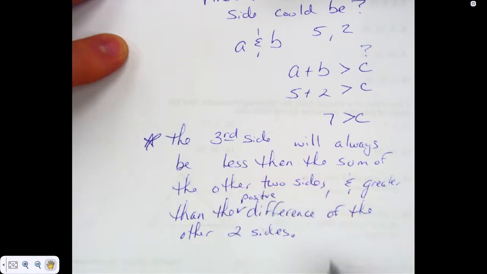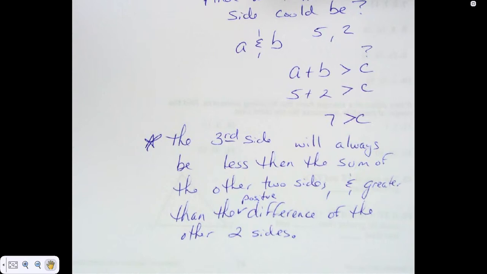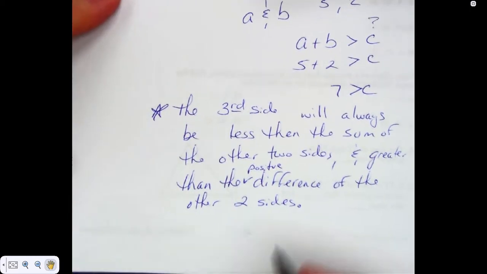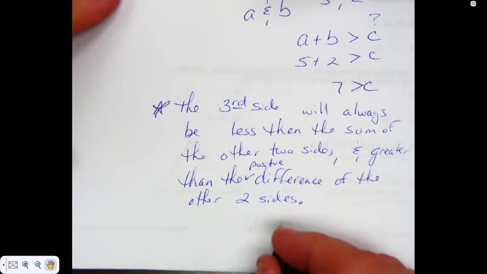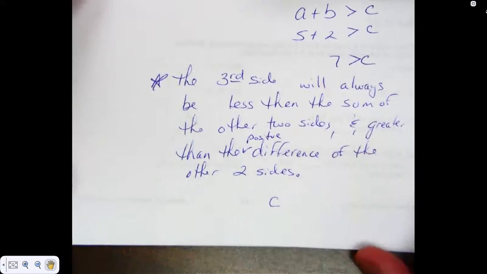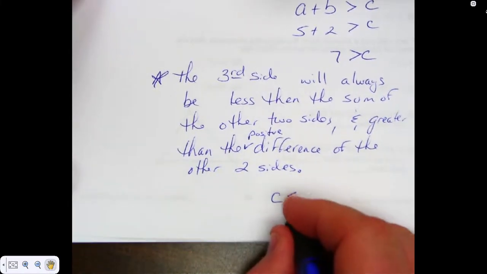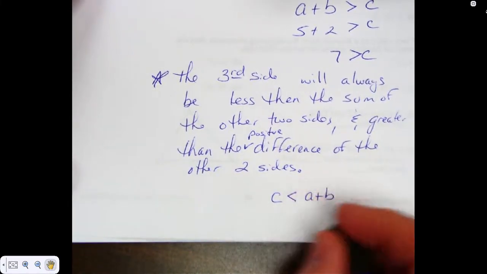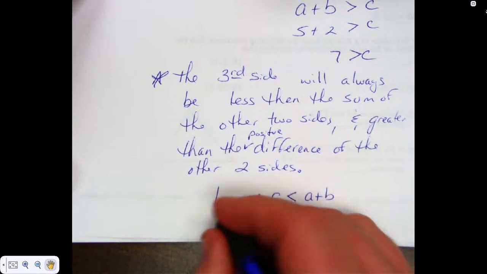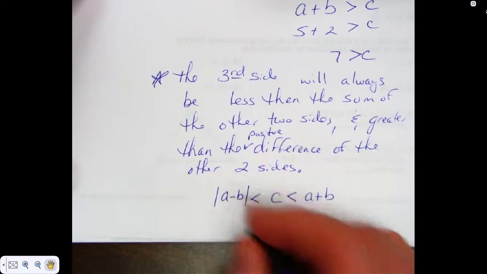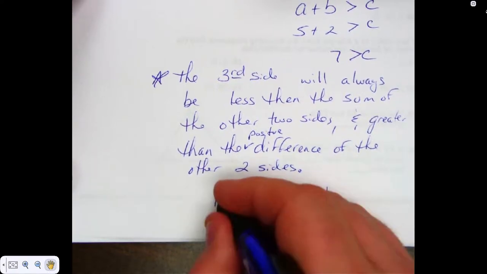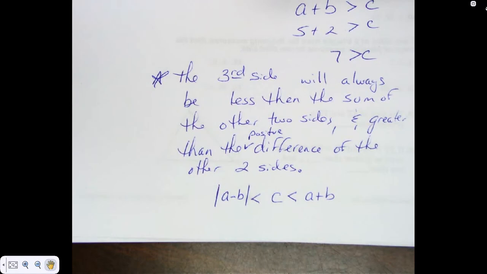In other words, if you had 2 and 5, you don't want to do 2 minus 5, do you? You want to do 5 minus 2. You want to make sure it's positive. If you want to write that in symbol form, C, your third side, will always be less than A plus B and always greater than the absolute value of A minus B. In other words, absolute value means what? Positive, right? It'll always work out like that.